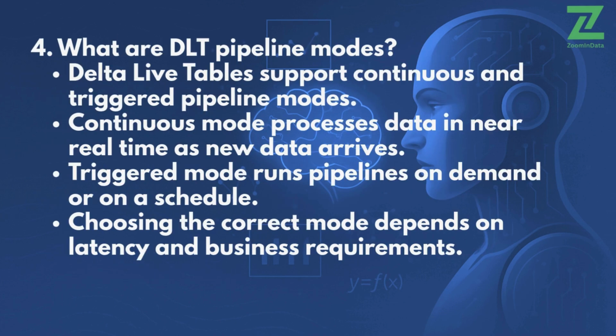What are DLT pipeline modes? Delta Live Tables support continuous and triggered pipeline modes. Continuous mode processes data in near real time as new data arrives. Triggered mode runs pipelines on demand or on a schedule. Choosing the correct mode depends on latency and business requirements.